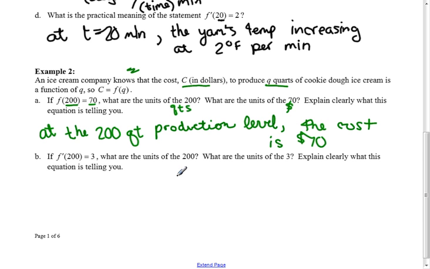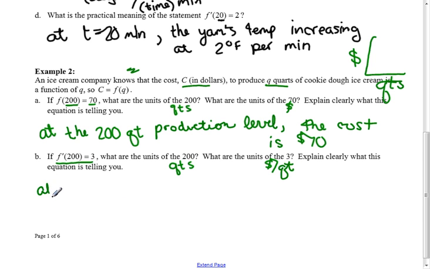Alright, and again, if I want to draw a quick little picture, I know my independent variable here is Q. That's giving me the number of quarts. And then we have the cost in dollars. So now as we look at the derivative, f prime of 200 is 3. So the units of the 200 again are quarts. The units of the 3 though, this is talking about the slope of this. So it's dollars per quart. Dollars per quart.